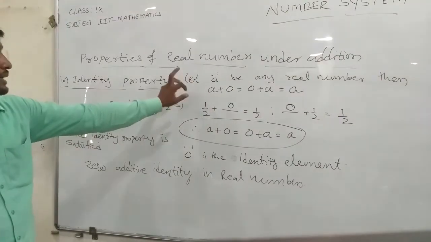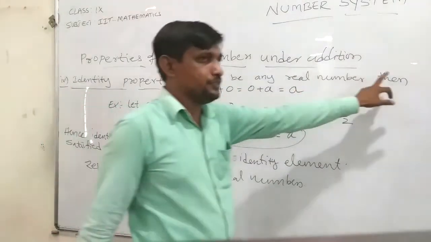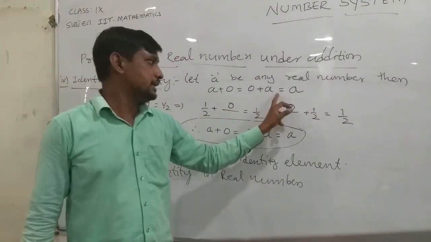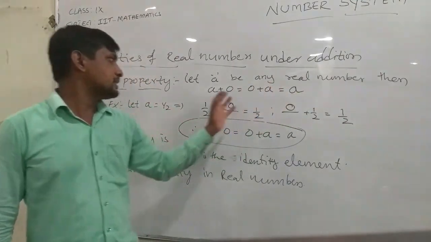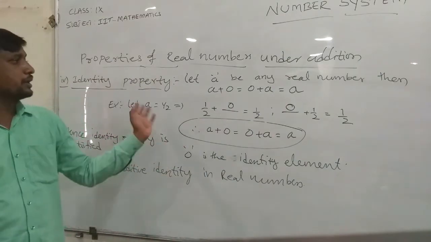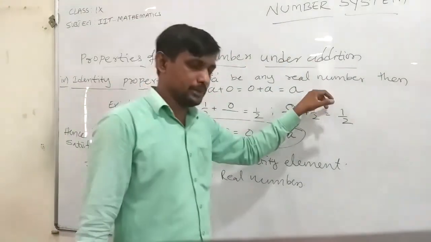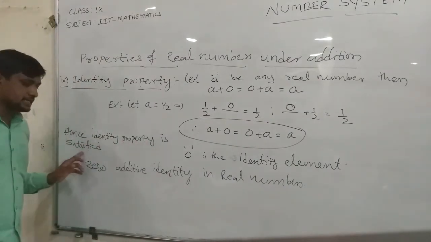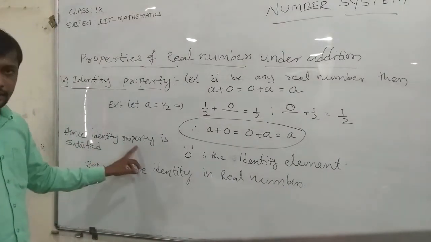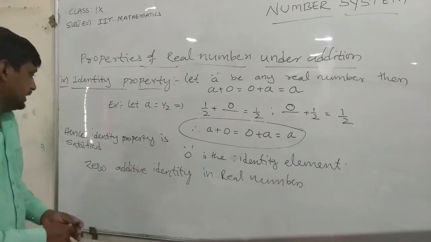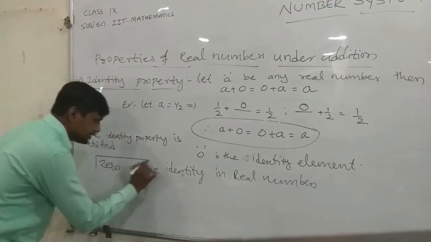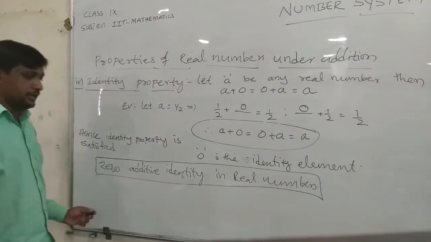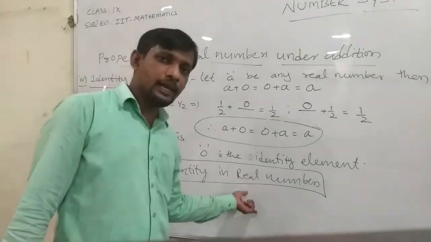So for a general example, let A be any real number, then A plus 0 is equal to 0 plus A is equal to A. That means whether you add 0 to the number or the number to 0, I need to get the same number. So hence the identity property is satisfied under addition in real numbers. We say that 0 is the additive identity, or identity element, in addition in real numbers.